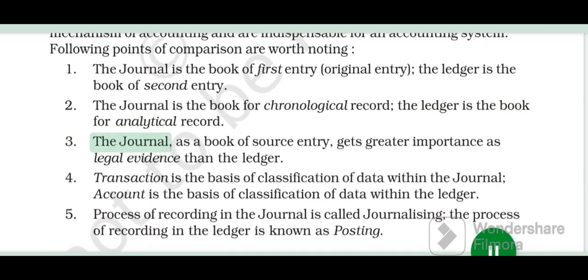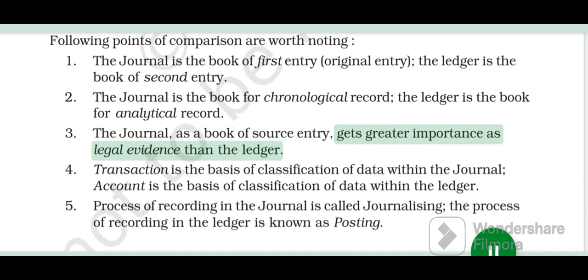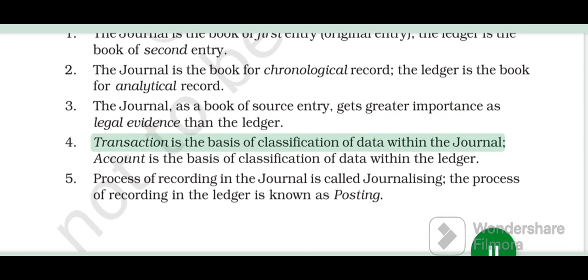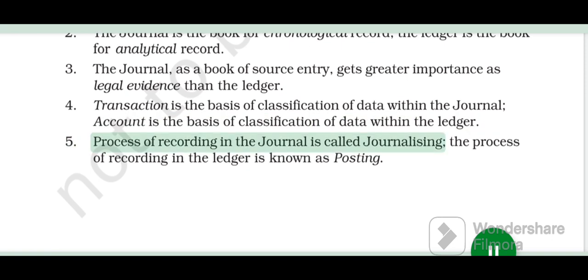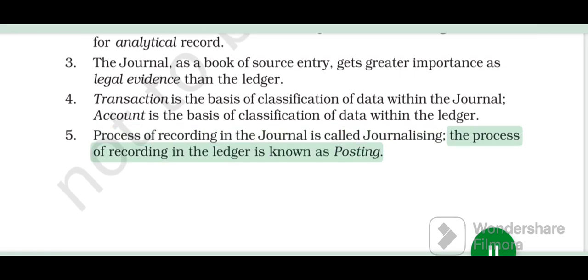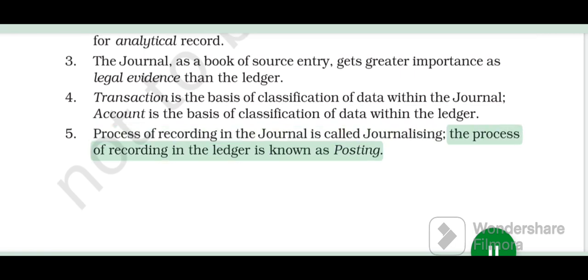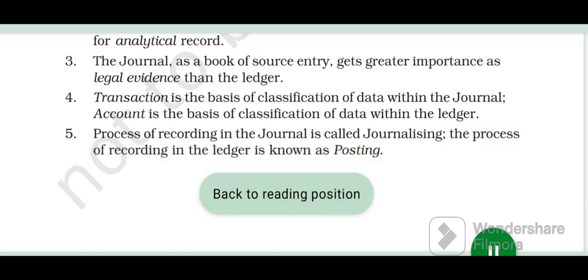3. The journal, as a book of source entry, gets greater importance as legal evidence than the ledger. 4. Transaction is the basis of classification of data within the journal. Account is the basis of classification of data within the ledger. 5. The process of recording in the journal is called journalizing. The process of recording in the ledger is known as posting.